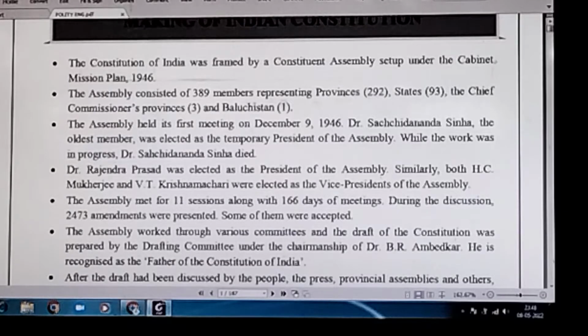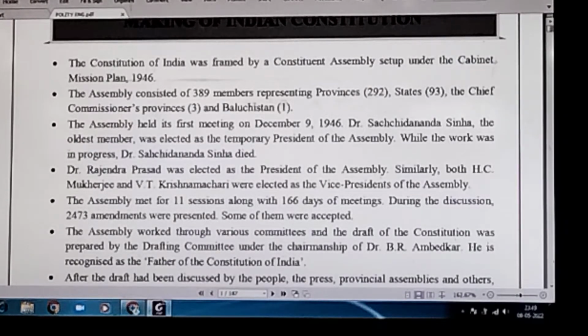The Assembly worked through various committees, and the draft of the Constitution was prepared by the Drafting Committee under the chairmanship of Dr. B.R. Ambedkar. Dr. B.R. Ambedkar is recognized as the father of the Constitution of India. Among all the committees of the Constituent Assembly, the most important committee was the Drafting Committee set up on August 29, 1947. It was entrusted with the task of preparing a draft of the new constitution.